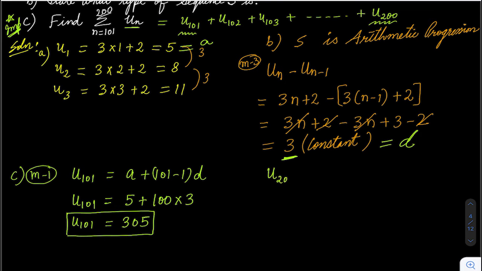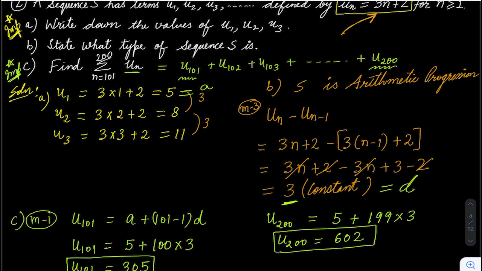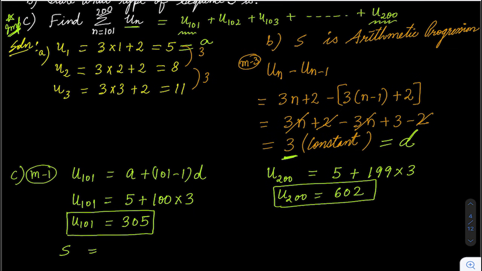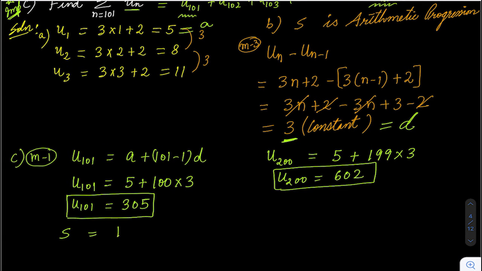Similarly, I can find my 200th term. So let's quickly find this now. That is a plus n minus 1, that is 199 times d. d is 3. So this will come out to be 602. That is my 200th term. So I have the first term of the sum, I have the last term, so I can easily find the sum. So the summation of un from 101 to 200 will be equal to n by 2 into first term plus last term. So that is my answer. Let's calculate this. So this will come out to be 45,350. So that is my answer.